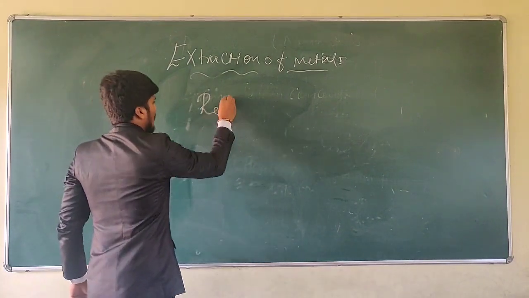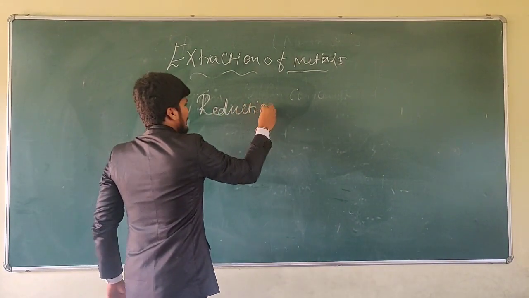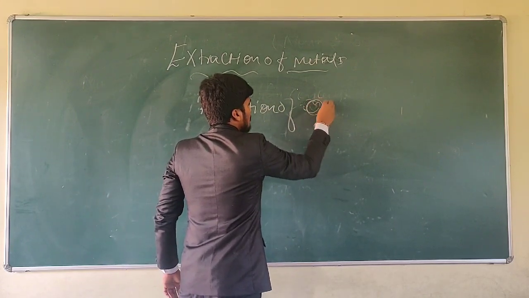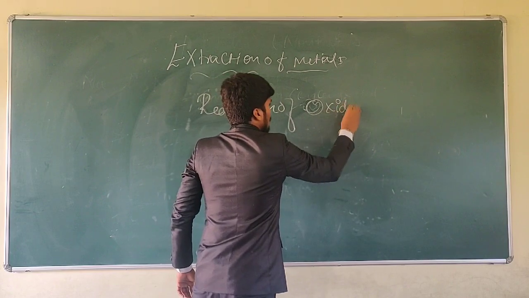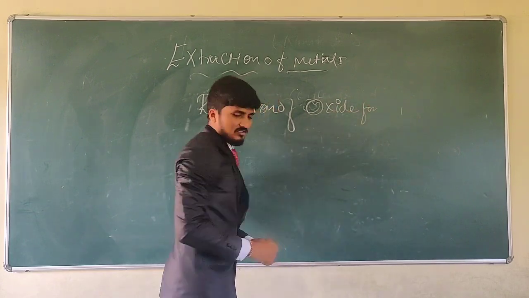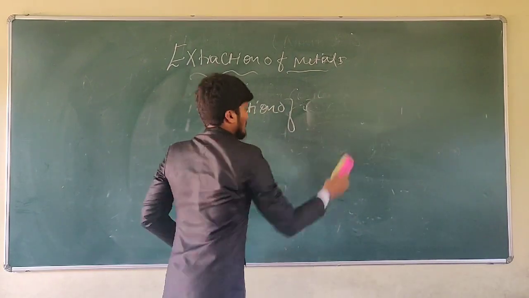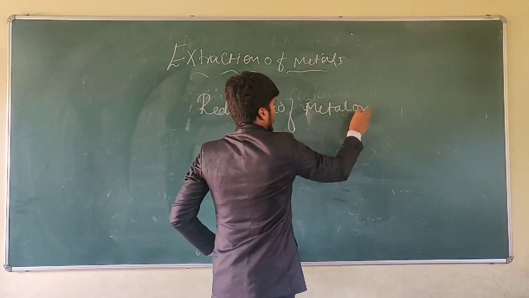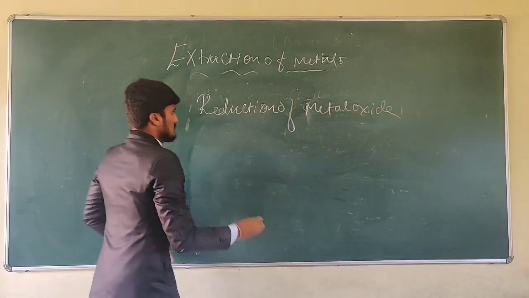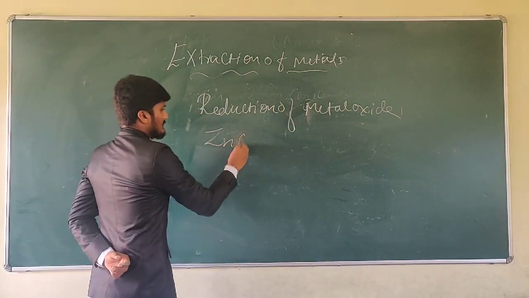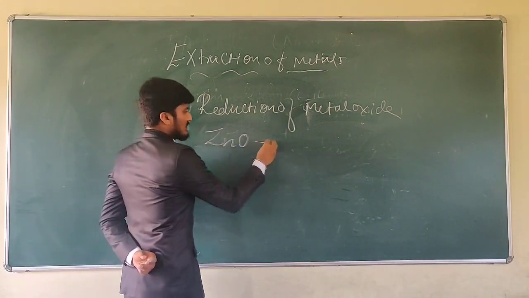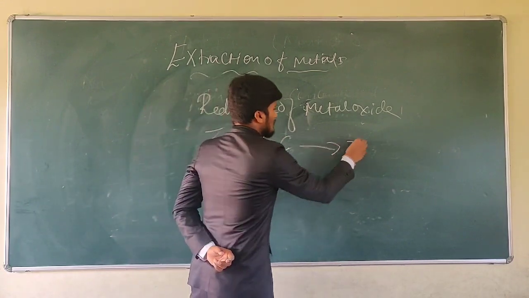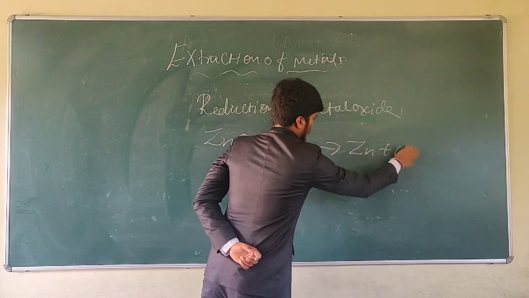So reduction of oxide form of ore, or metal oxide. Reduction of metal oxide. In the previous step we got metal oxide. So I will take the example of zinc oxide only. So zinc oxide undergoes reduction in presence of a reducing agent, carbon. So it will produce zinc and carbon monoxide.